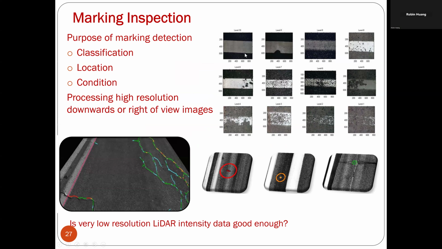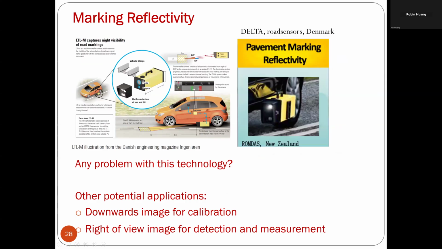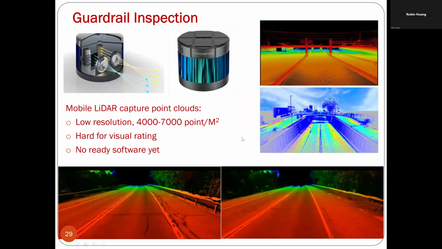Marking inspection. For the lane marking, you can see there is some equipment used for this inspection. Marking reflectivity also uses optical sensors to see how good the reflection from the marking is.